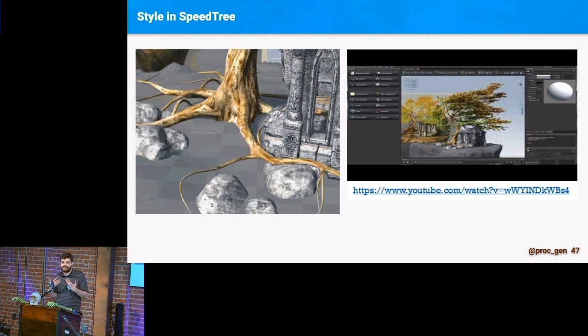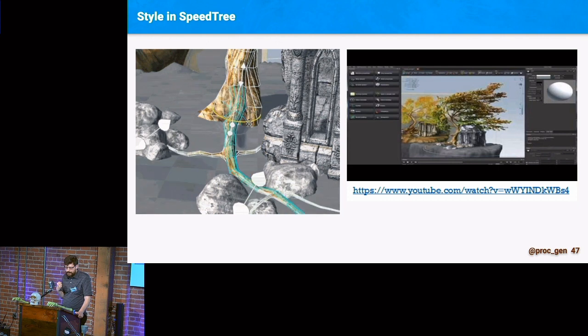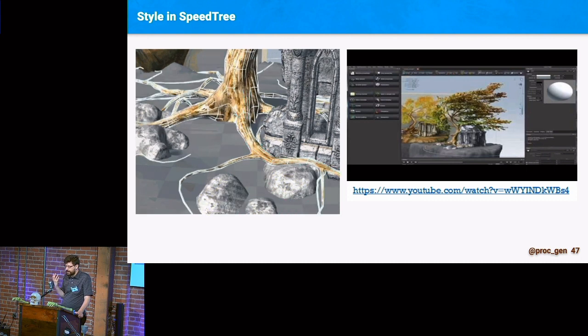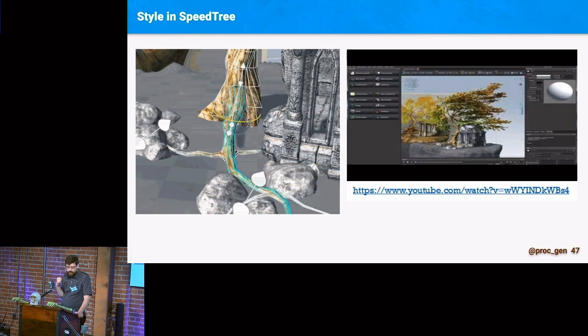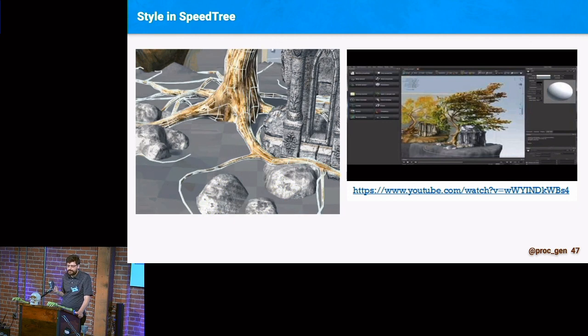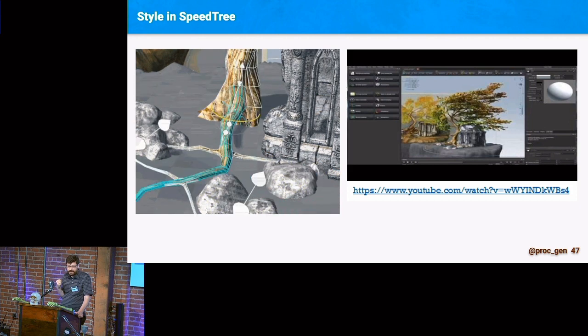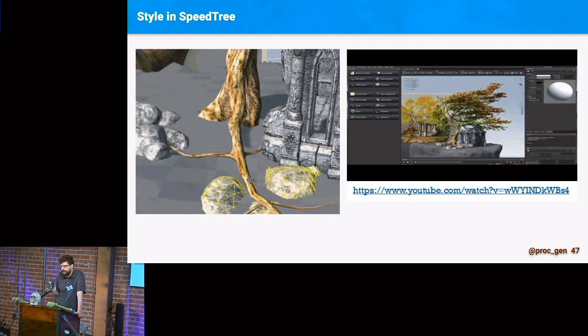So I've also been talking about style in terms of, within this artifact, how appropriate are the choices it's making for the environment it's in, or how well it's conforming to what it needs to fit into. SpeedTree is a really fun example here because it has tools to make the roots wrap around stuff and always fit in with the environment that it's in.